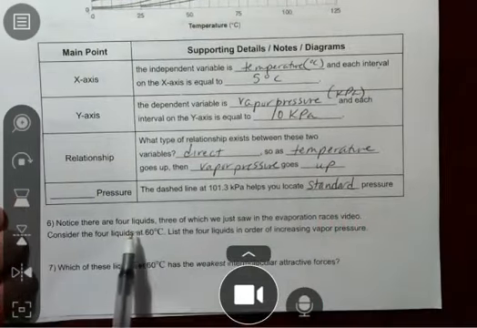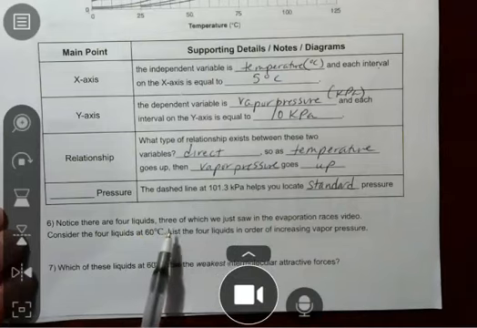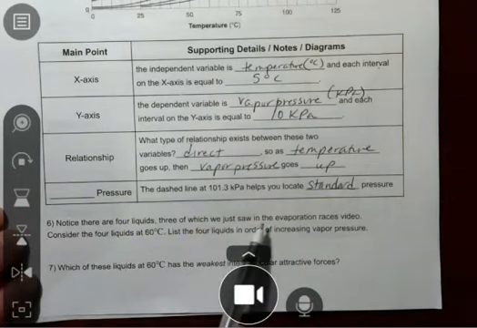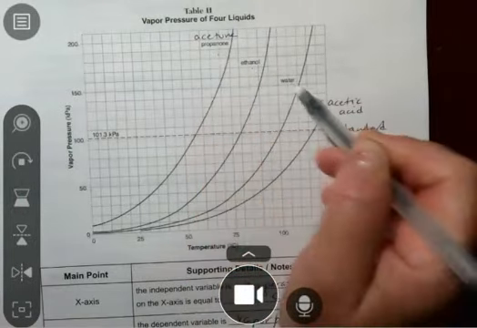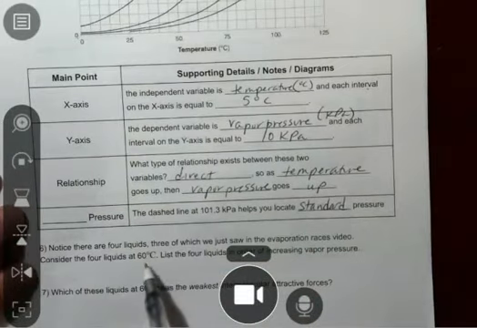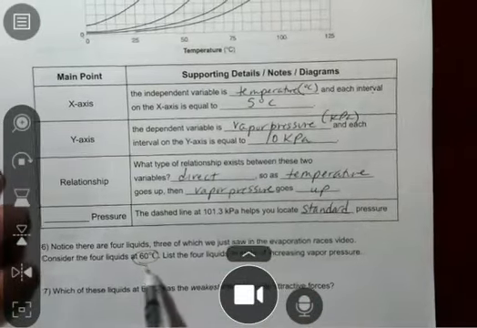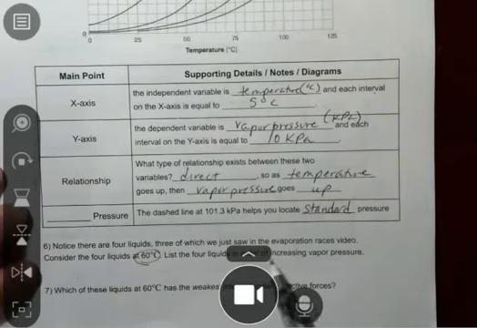Okay, a couple questions. Notice there are 4 liquids, 3 of which we just saw in the evaporation races video. Right? The ones we just saw were acetone, ethanol, and water. Consider the 4 liquids at 60 degrees Celsius. List the 4 liquids in order of increasing vapor pressure.